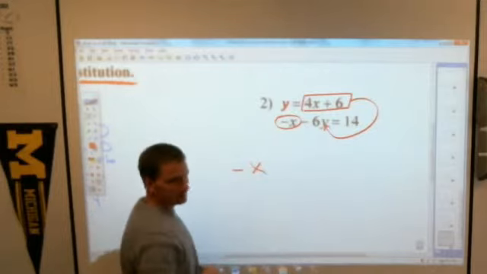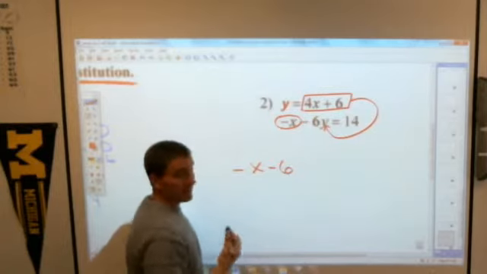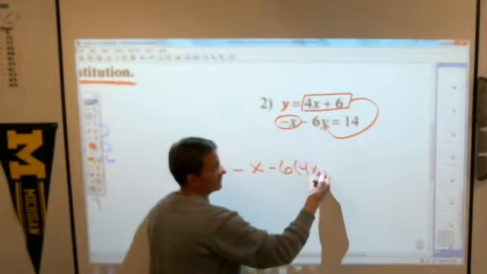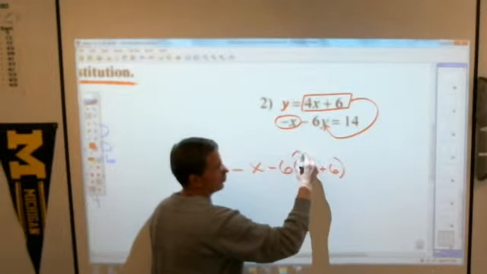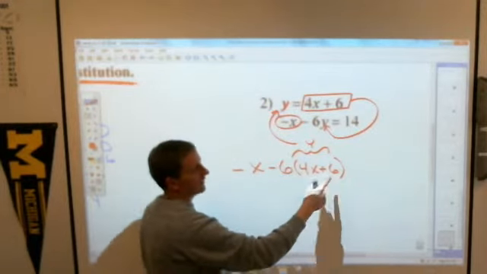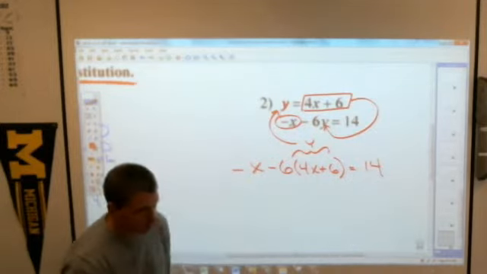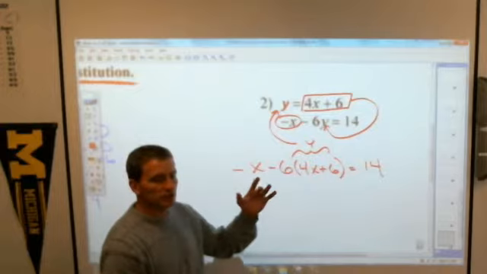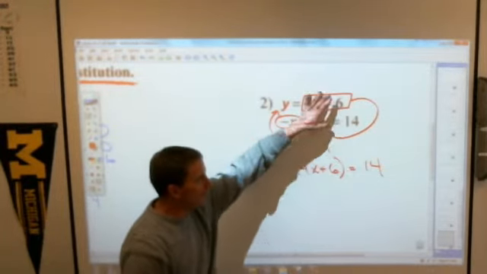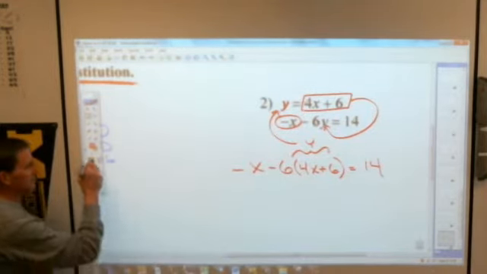Negative x minus, you still have to keep the 6, and the 6 is times whatever y is, so you have to put all that y in parentheses. This is what y equaled in that previous equation, so I have to plug that whole thing in for that. And don't forget the rest of this. I now just, in super slow motion, substituted what y equals for y here. Got that? And then it's a matter of solving it.